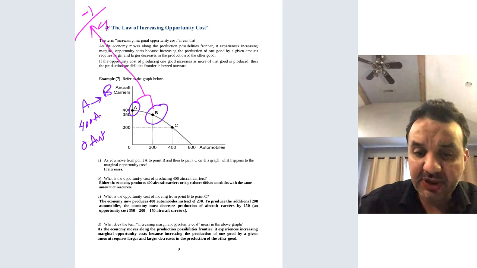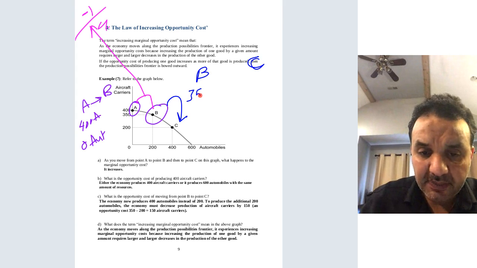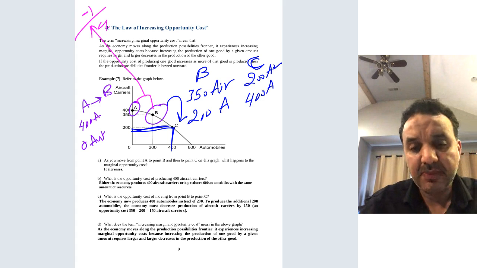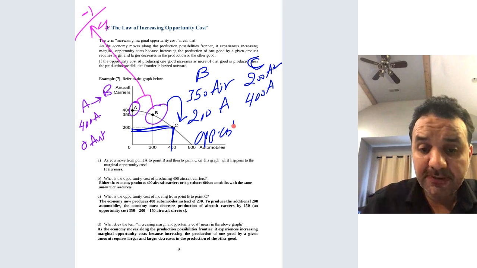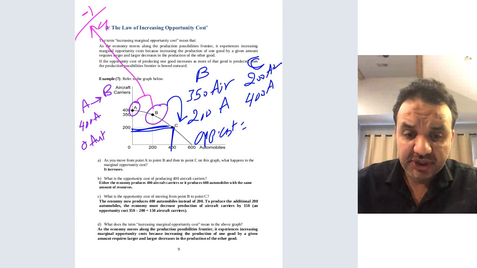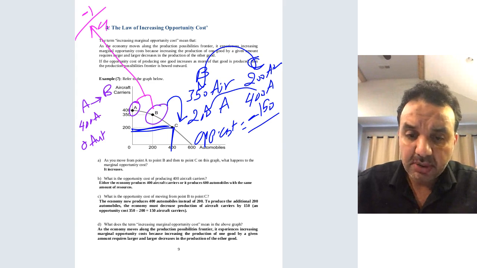Now let's try something else. Let's move from B to C. B is 350 aircraft and 200 automobiles. At point C, you have 200 aircraft and 400 automobiles. So let's find the opportunity cost. The change in Y, which is the aircraft here, is 200 minus 350, which equals minus 150. And the change in X is 400 minus 200, which is 200.